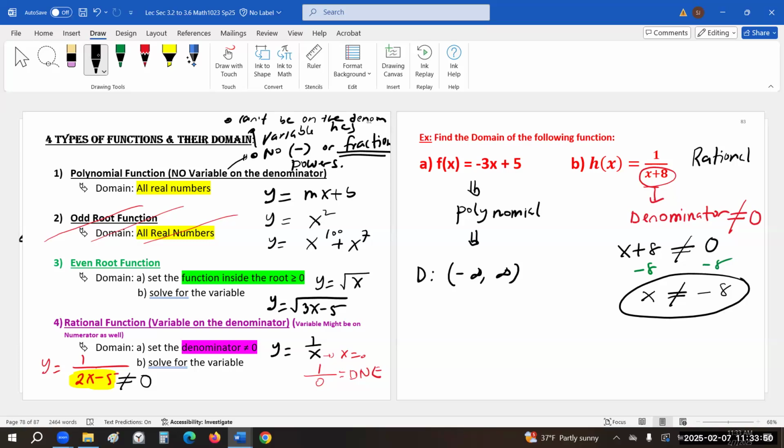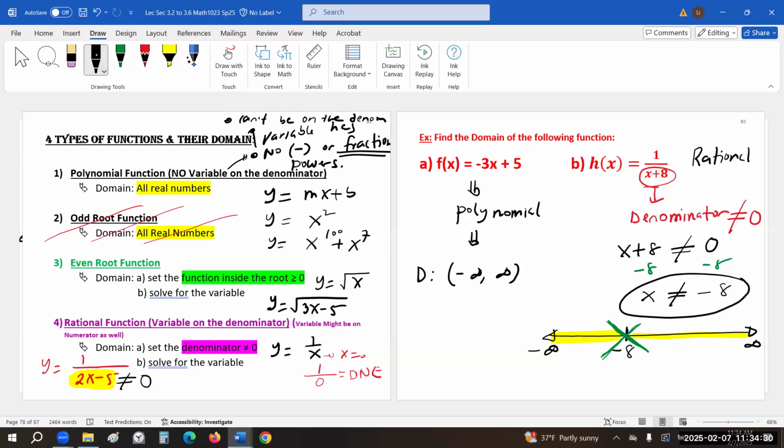So if you want to visualize this, we have the number line here. The smallest number in the number line is negative infinity. The largest is positive infinity. And somewhere lies negative 8. We can plug in anything before negative 8, anything after negative 8, but we definitely cannot plug in negative 8 in our function, right? Plug in anything before negative 8, after negative 8, but definitely don't substitute x with negative 8.